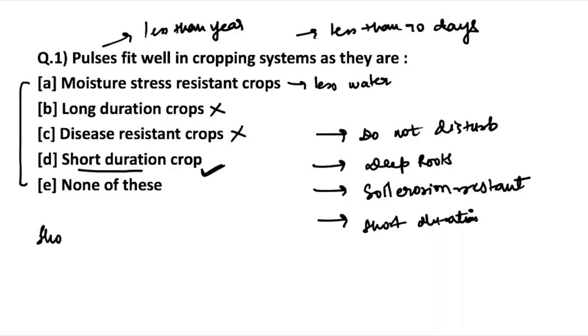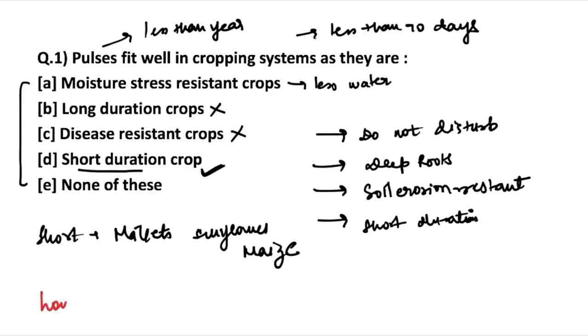Now if we look at other short duration crops, they can be millets, sunflower, maize. These are all considered short duration crops. If we talk about long duration crops, they are those which take more than a year. Now could you tell me examples of long duration crops in the comment section? Which are the crops considered long duration crops? So name some long duration crops in the comment section.